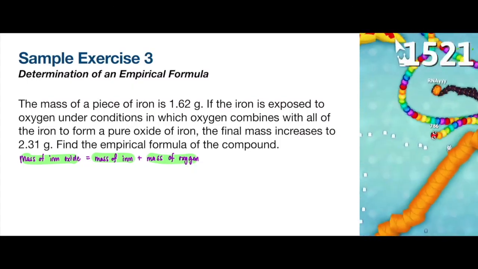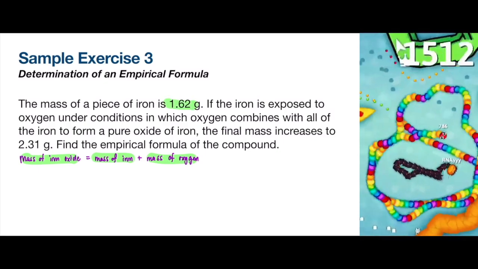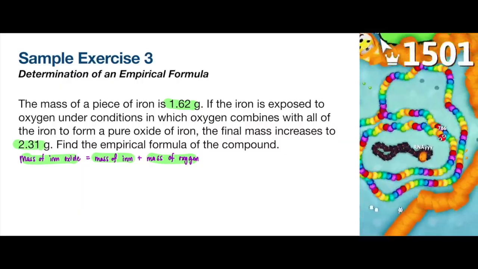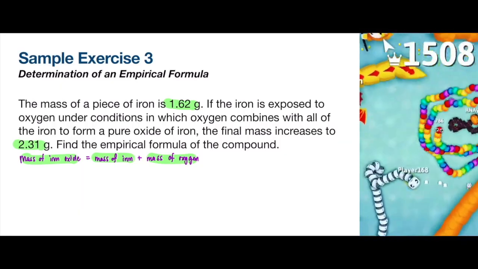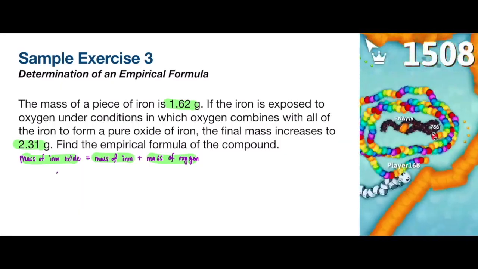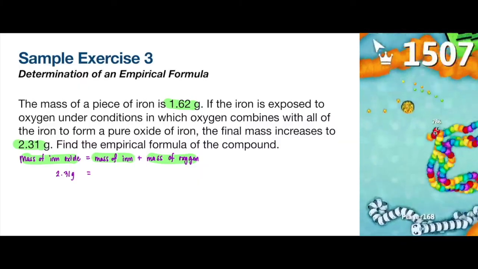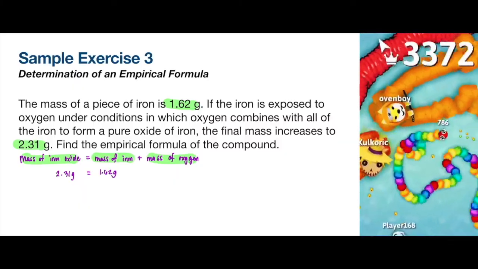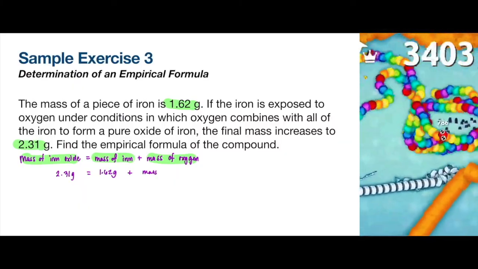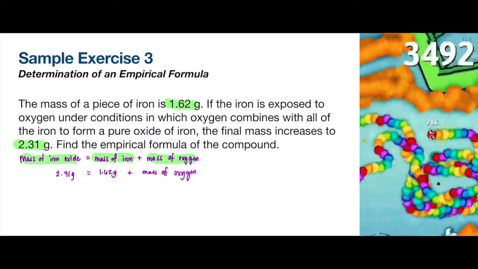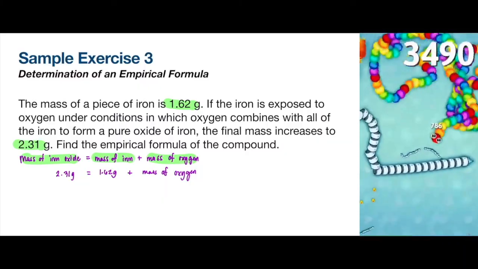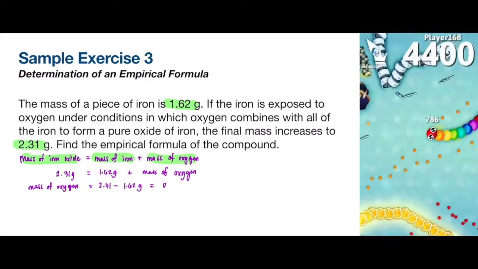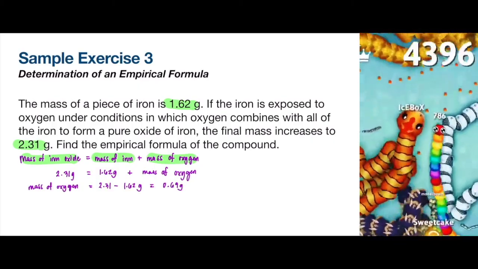How many grams of oxygen combined with 1.62 grams of iron if the iron oxide produced has a mass of 2.31 grams? So to answer this, the mass of iron oxide, which is 2.31 grams, is equal to the sum of the mass of iron, which is 1.62 grams, plus the mass of oxygen. And to get the mass of oxygen, all we have to do is to subtract 1.62 grams from 2.31 grams. And the answer is 0.69 grams of oxygen.